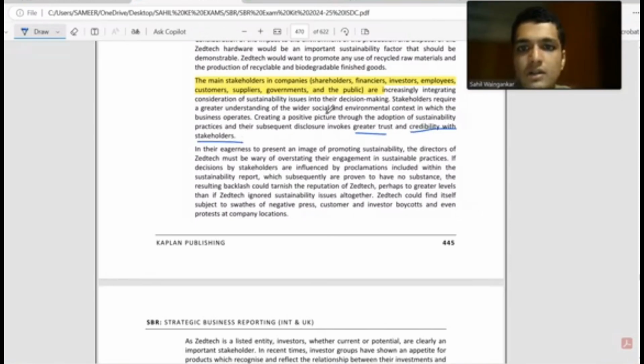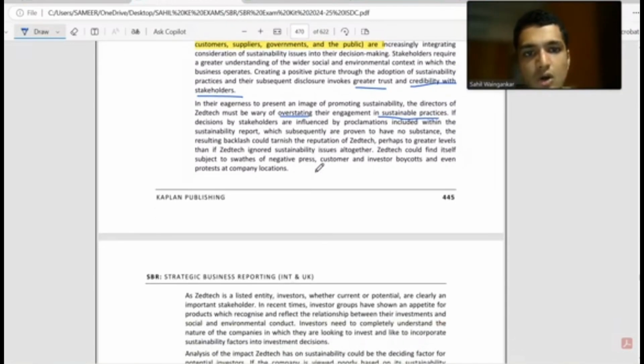In their eagerness to present an image of promoting sustainability, the directors of Zedtech must be wary of overstating, must take into consideration that they are not overstating their sustainable practices. If the decisions by stakeholders are influenced by proclamations included within the sustainability report, which are subsequently proven to have no substance, the resulting backlash could tarnish the reputation of Zedtech, perhaps to greater levels than if Zedtech ignored sustainability issues altogether.